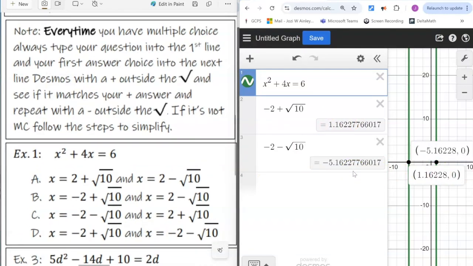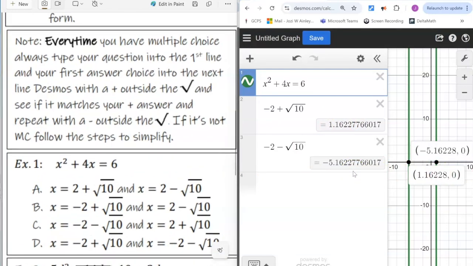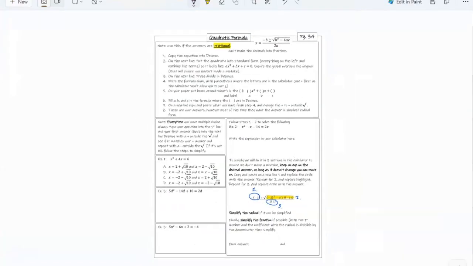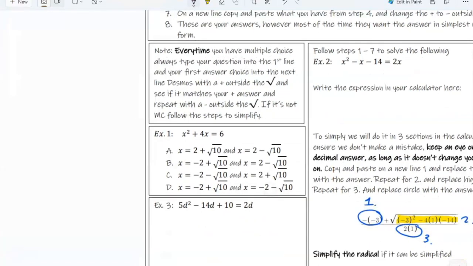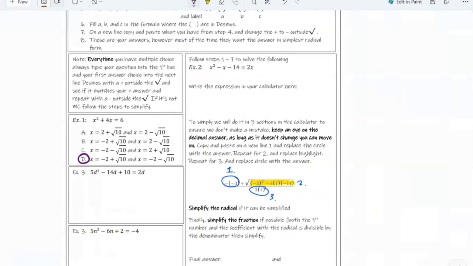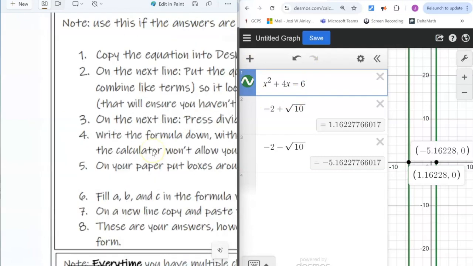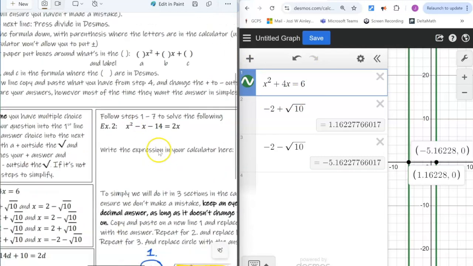So once again, anytime you are given multiple choice, the very first thing you do is make sure you type the question into Desmos and the answer choices into Desmos as well. All right, now let's say we don't have multiple choice, Miss Ainley. What do we do? All right, so these are the steps. I've put the steps here for this question because I don't want to keep zooming in and out.